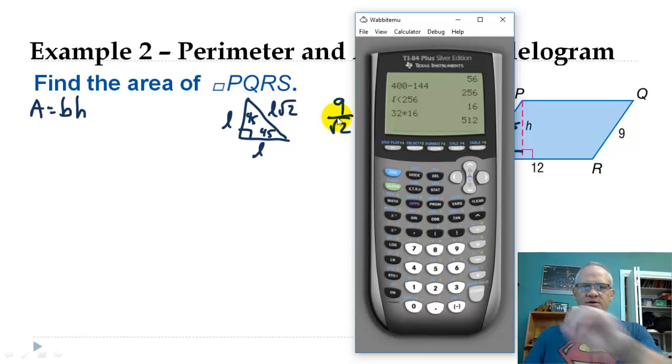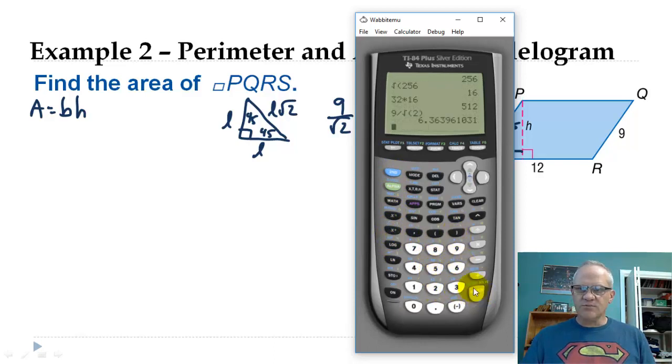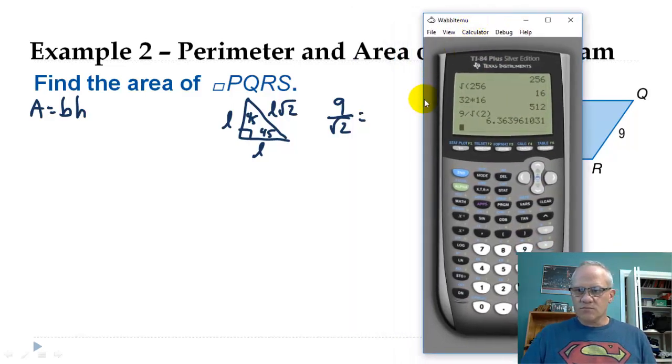In this case, we're putting it into a formula, so I'm not going to worry about that. I'm just going to plug it into my calculator here. So I'm going to go 9 divided by the square root of 2. I'm just going to get a decimal here. So that's approximately 6.36. And so what we're going to do then is plug this into our formula here.